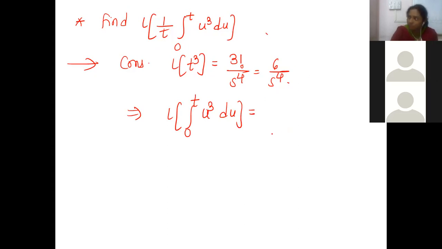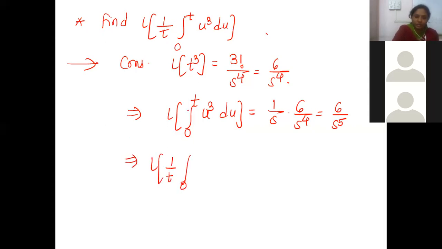On this, what can you do? Divide by s: 1 upon s. Very good. So it is like 6 upon s raised to 5. And now on this, you want division by t. So yes, I'll divide by t on this. And what will be the other hand side? Division by t is integration from s to infinity, correct. So yes, we have to integrate.